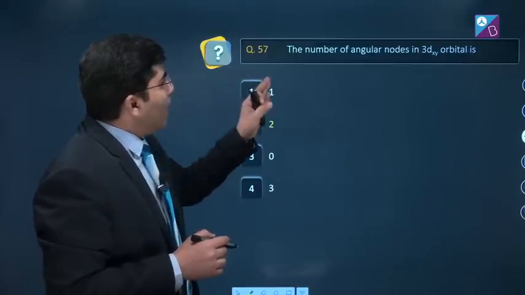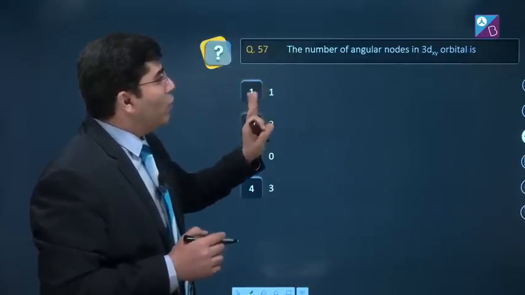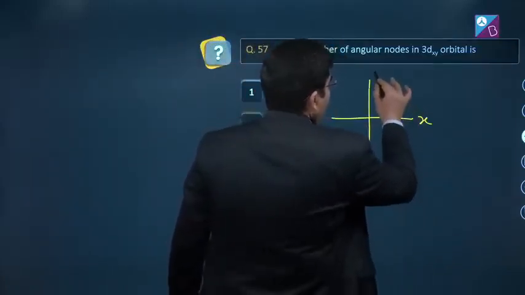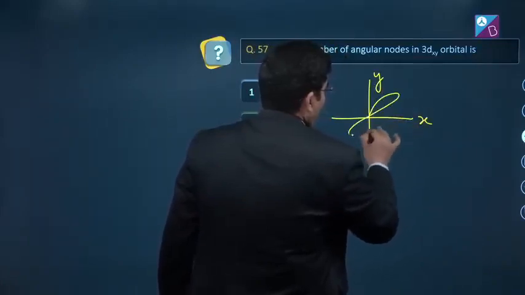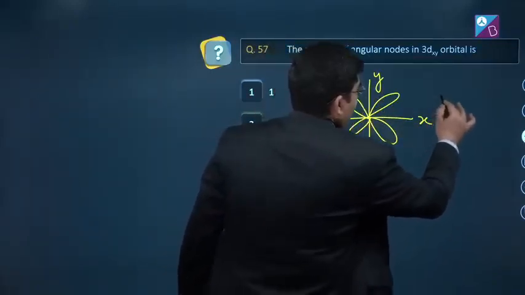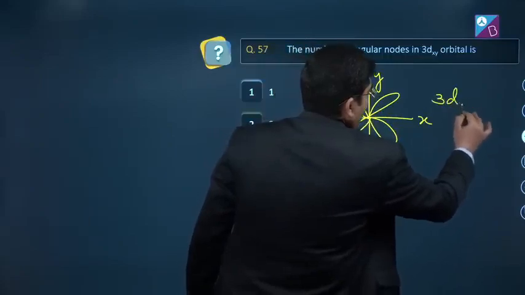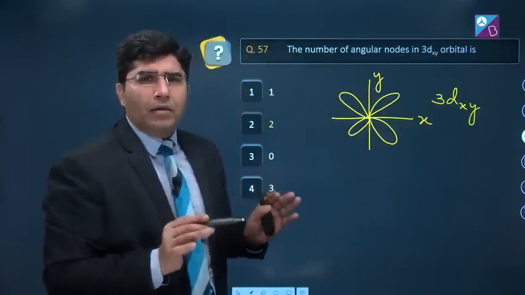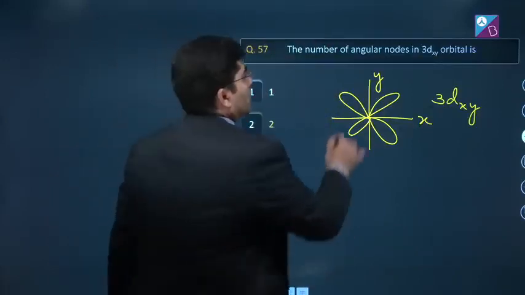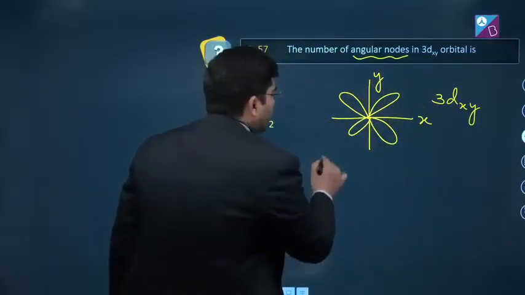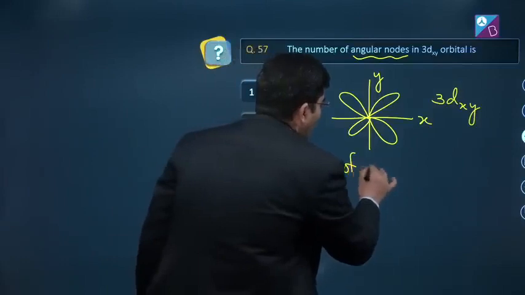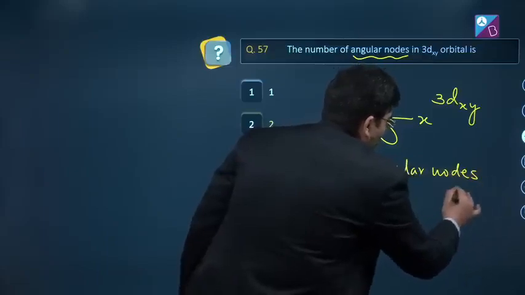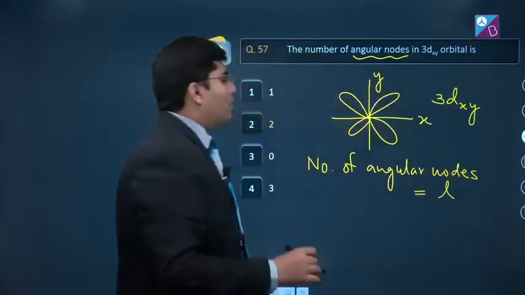That is, the number of angular nodes in the 3dxy orbital. He is asking about the number of angular nodes of this orbital. Whether it is 3dxy or 4dxy or 5dxy doesn't matter, right? We have to find the angular nodes, and the number of angular nodes is equal to the azimuthal quantum number, that is, L.